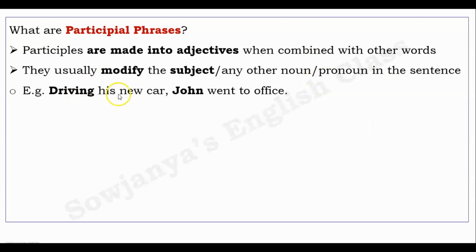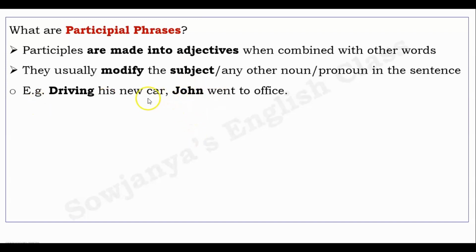Example, driving his new car, John went to office. So what is the subject here? Not the new car. John is the subject. Okay. So driving his new car, that is our participial phrase, immediately followed by the subject John. Okay. Participial phrases, all phrases for that matter, they should be followed by the subject. Then only they make sense. Then only they act as modifiers of that particular subject.